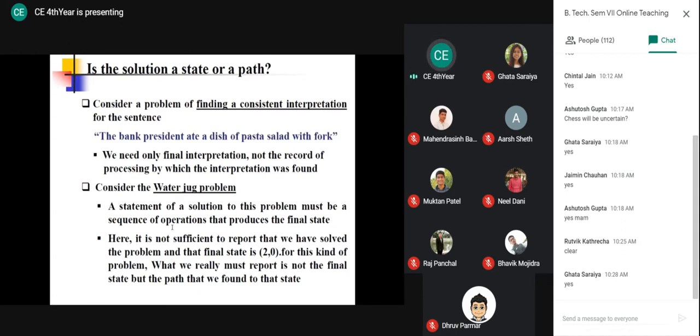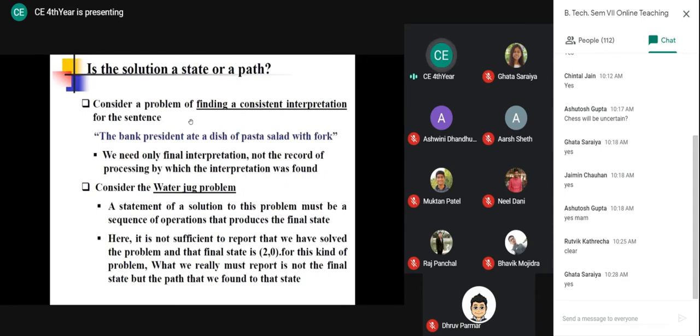Okay. Now, the next characteristic is: is the solution a state or a path? Listen here, I will explain two examples. Consider the problem of finding a consistent interpretation for a sentence. Suppose the sentence given is: the bank president ate a dish of pasta salad with a fork. There are many possible interpretations, but only one is meaningful in this particular sentence, right?